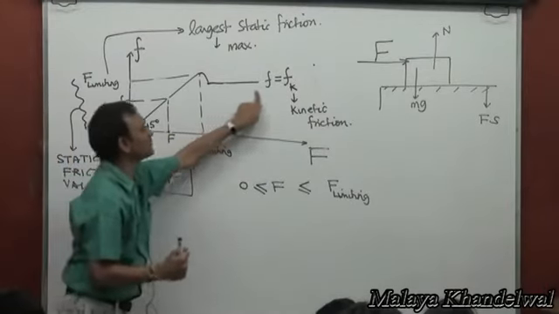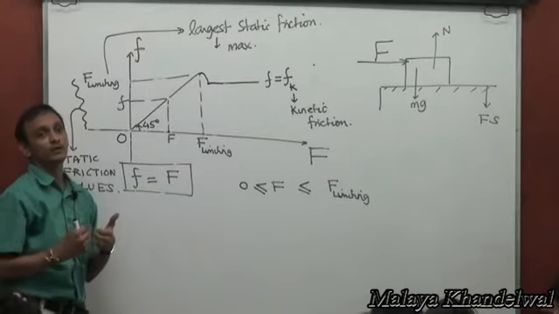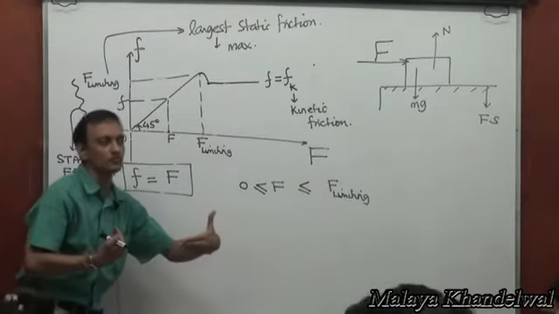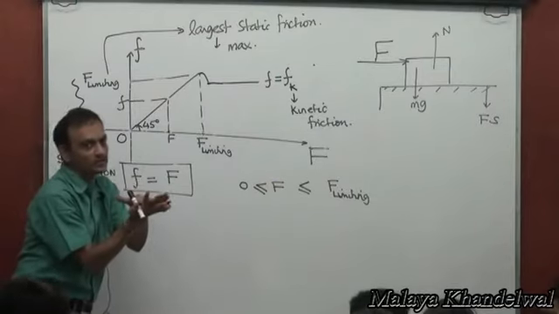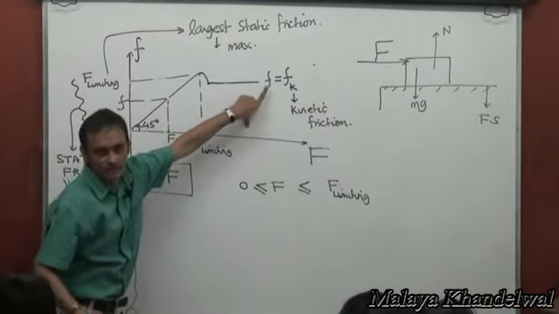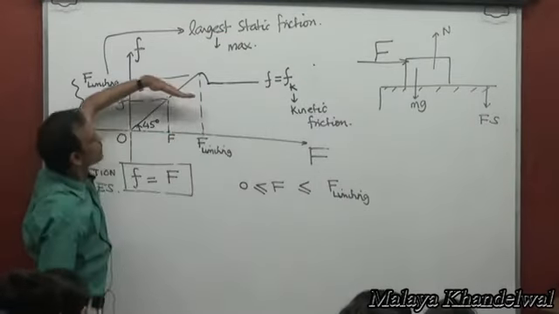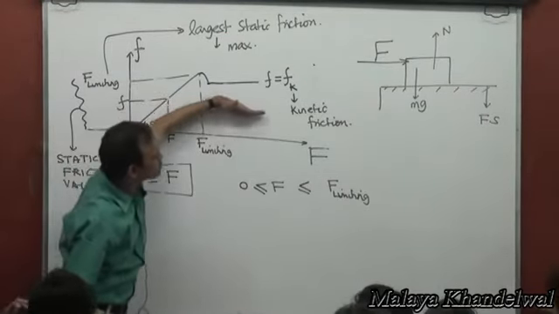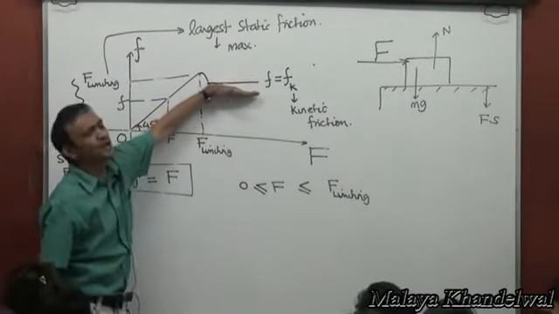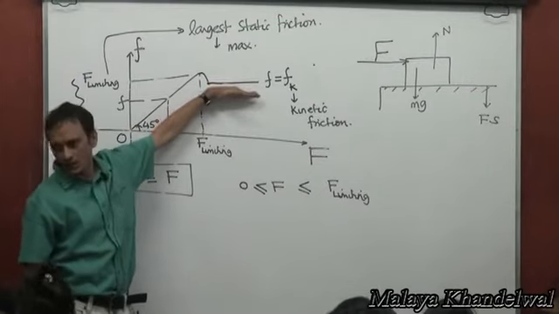And this is kinetic friction, and that happens when there is relative motion between the two surfaces. When the externally applied force is such that the relative motion would have commenced between the two surfaces, then the force of friction prevalent is kinetic friction. Once relative motion has commenced, no matter how much you increase F, the kinetic friction value remains practically constant.